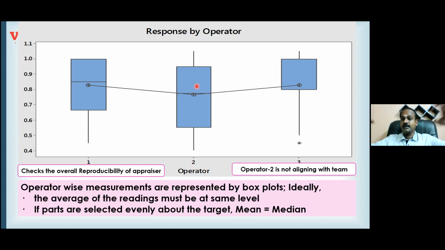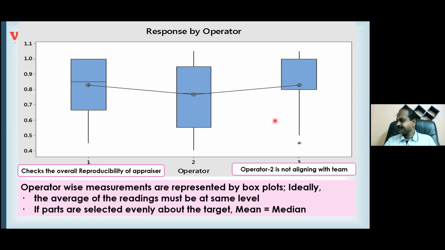If you included the parts in a random manner, then you can't comment on it, right? But if you know that the parts are selected at equal interval from the target on the right side as well as on the left side, then mean and median should overlap. And so I will say that is happening for operator 2. So operator 2's procedure is good, he is more reproducible, and so 1 and 3 should be corrected.